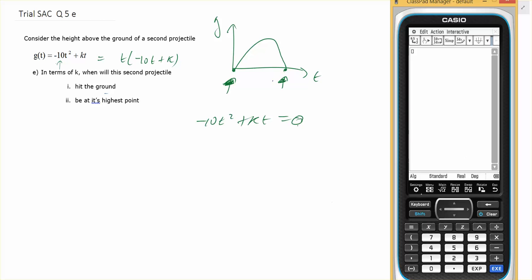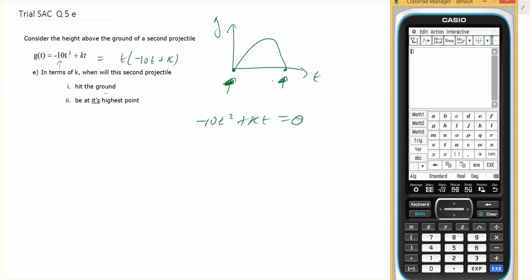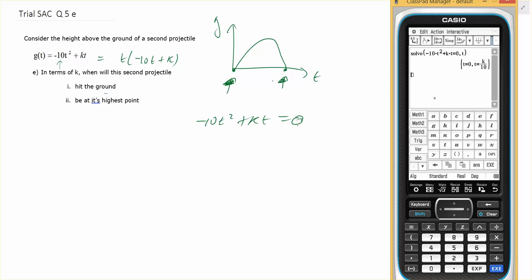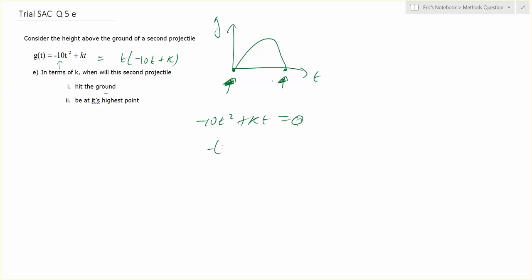So the way I work it out is I go to my keyboard, variable, and I type -10t squared plus kt equals 0. Then I solve it, solve, not dSolve, solve for t. So go back to variable, t, and we get our two t-intercepts, which is t equals 0 and t equals k on 10. And k on 10 is the one we want because it's where it lands, not where it gets shot.